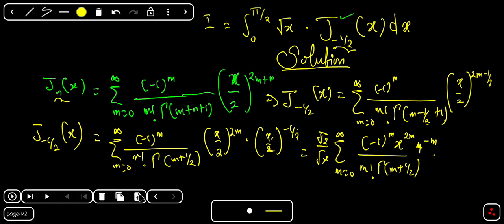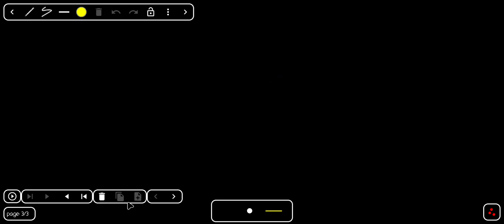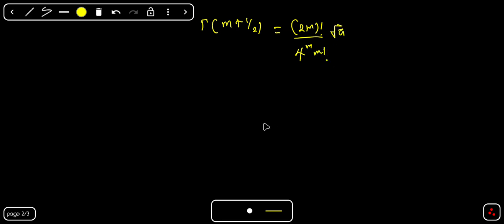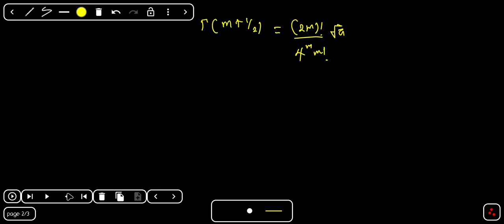Here's another step that we are going to make. I'm going to remind us of this recursion formula. We know that gamma of m plus 1 over 2 will surely give us 2m factorial over 4 raised to the power of m factorial, multiplied by the square root of pi.